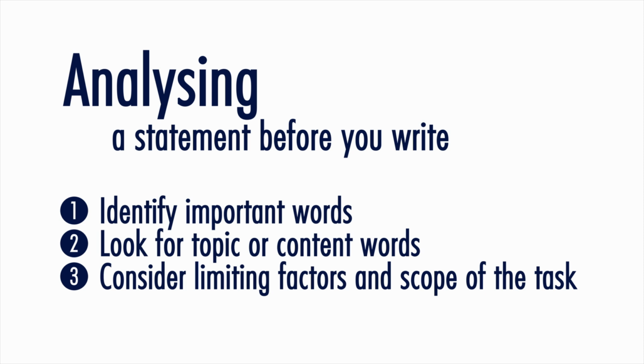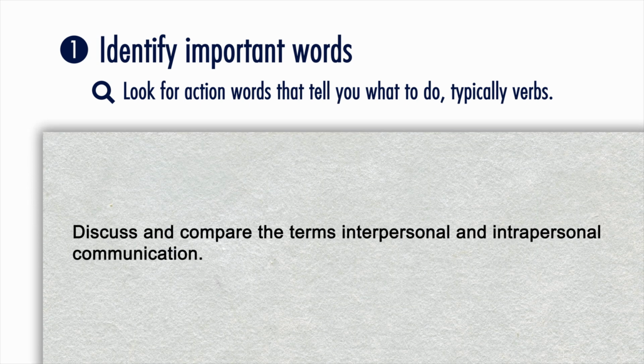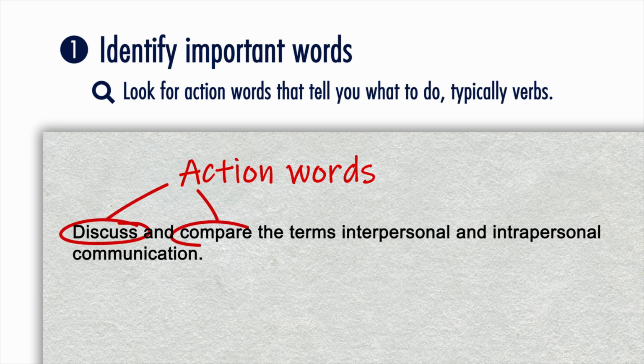The first step is to identify the important words in an instructional statement. Firstly, look for action words that tell you what to do, typically verbs. Here is an example. Discuss and compare the terms interpersonal and intrapersonal communication. The action words are discuss and compare. You therefore have to provide information on these two types of communication and indicate similarities and differences.